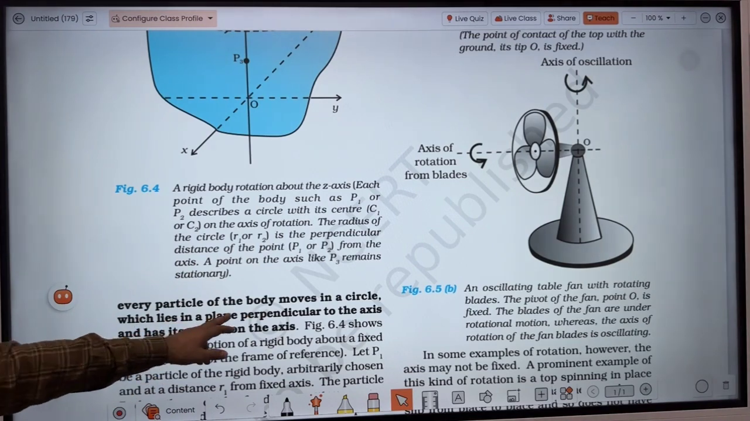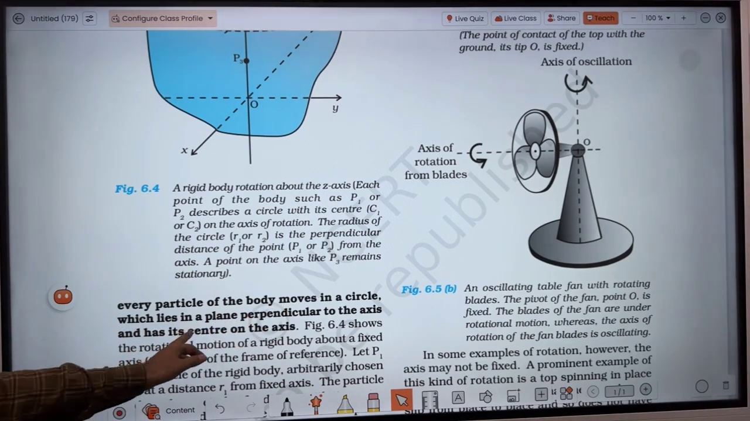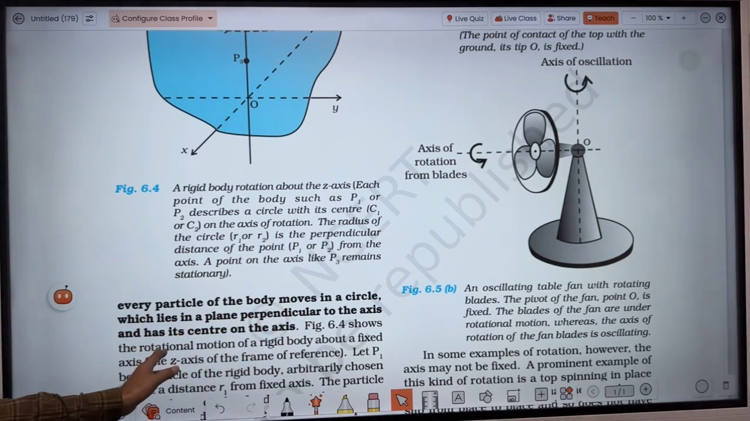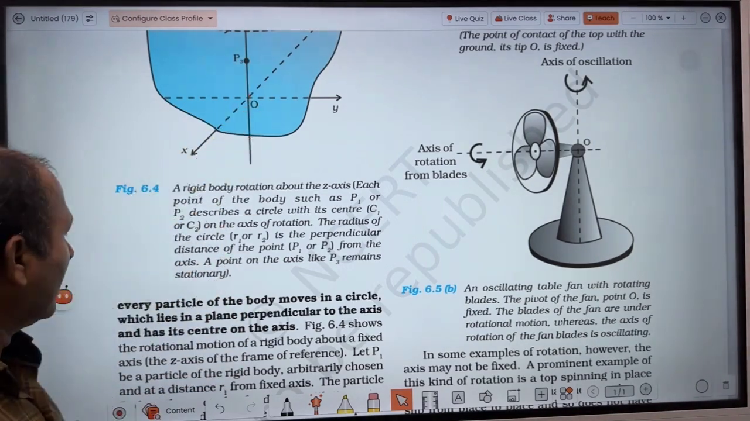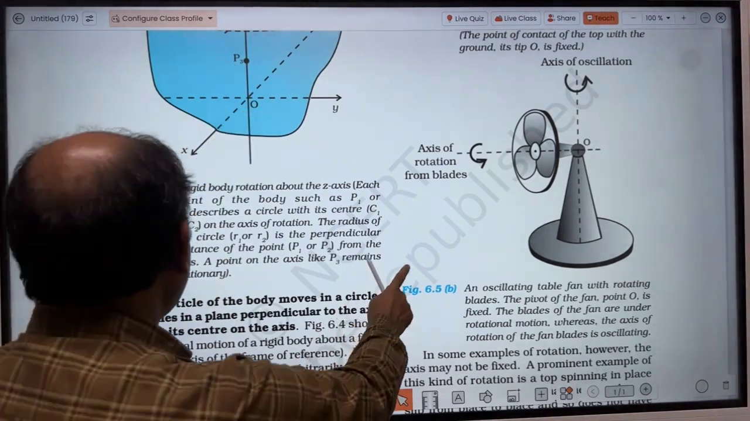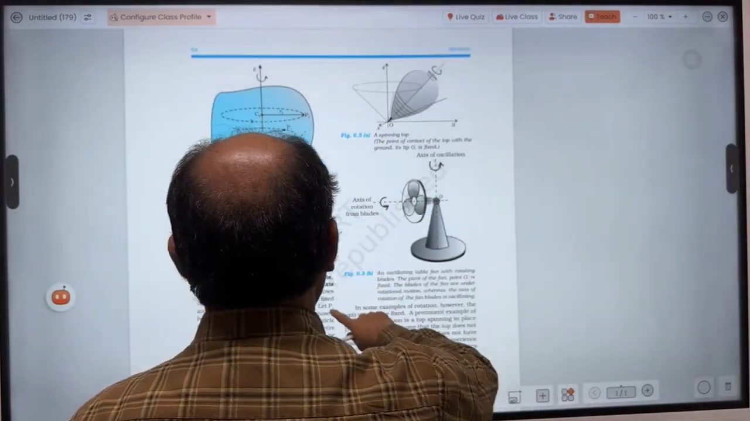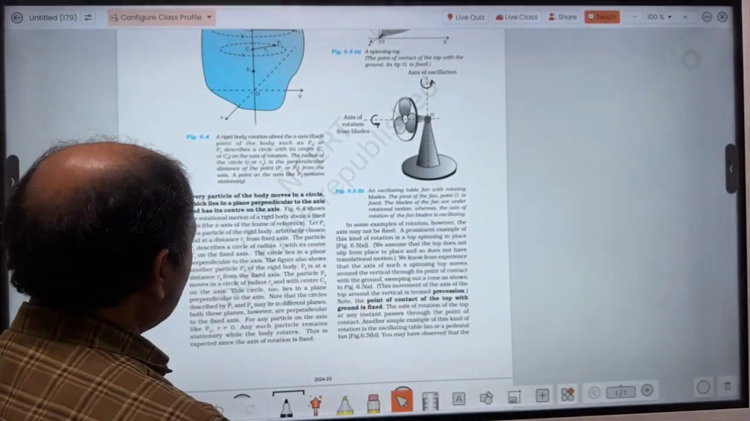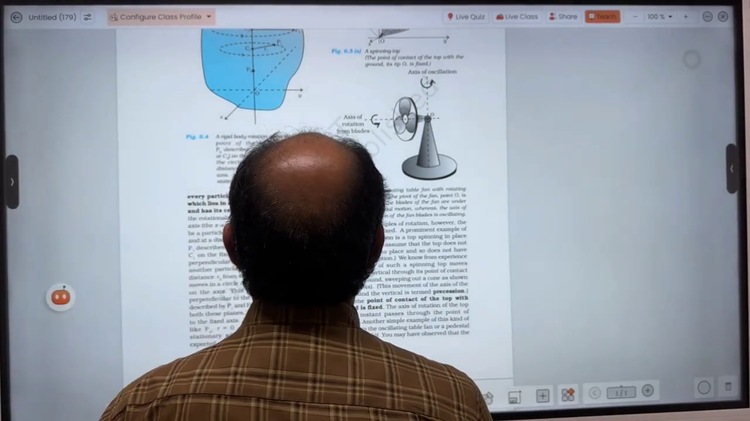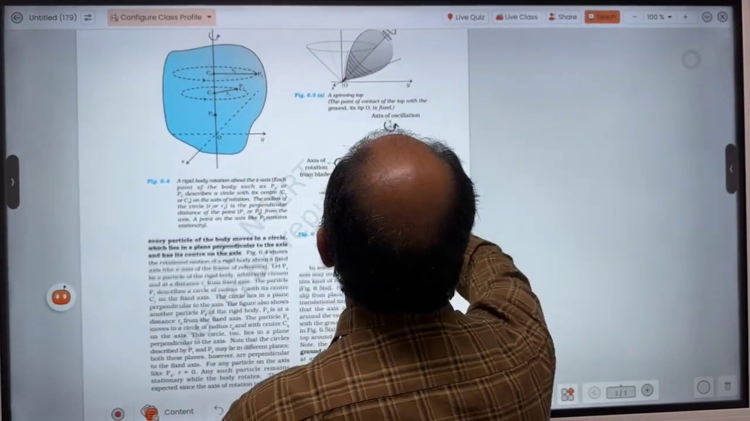So here every particle of the body moves in a circle which lies in a plane perpendicular to the axis and has its center on the axis. So for this or for any other point. The figure shows the rotational motion of a rigid body about a fixed axis, the z-axis. So such a thing is possible.